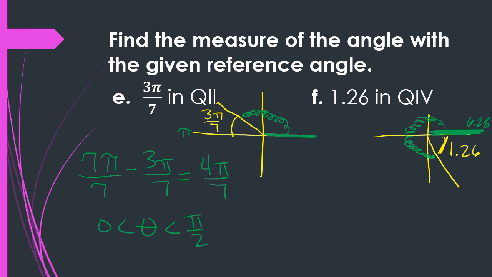So I'm going to take my 6.28 and subtract out the 1.26 to determine what's left. Do some quick subtraction, and I get an initial angle in standard position of 5.02 radians.